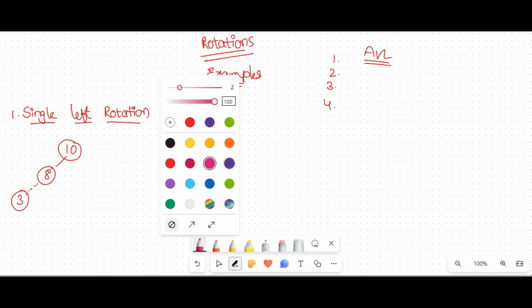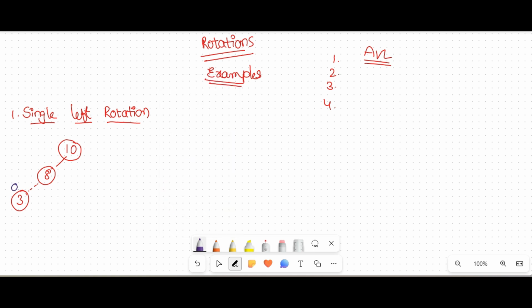The balance factor of the leaf node is 0. For 8, the balance factor is plus 1. For 10, the balance factor is plus 2 minus 0, equal to 2. So here the property is failed. The tree is growing towards the left side, so you have to apply the single left rotation.